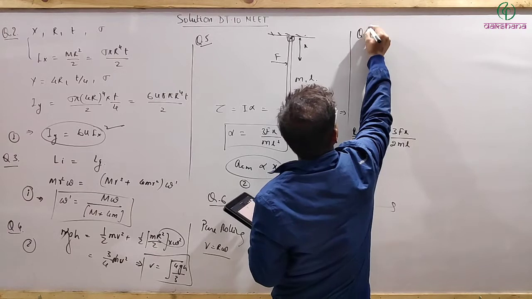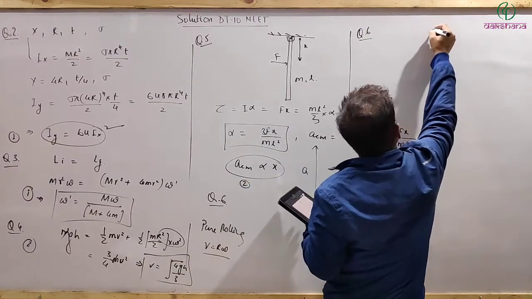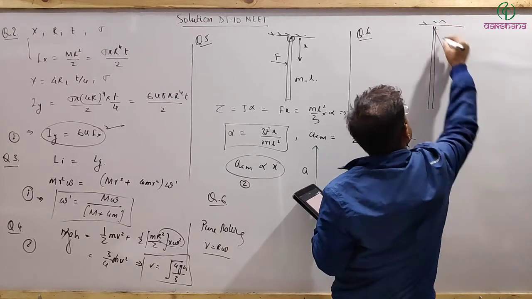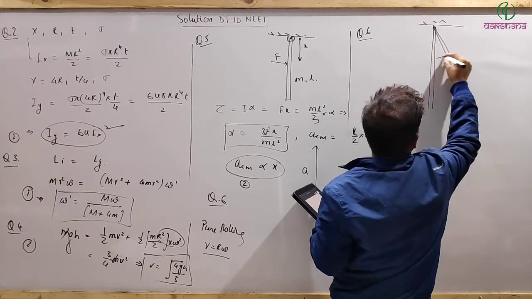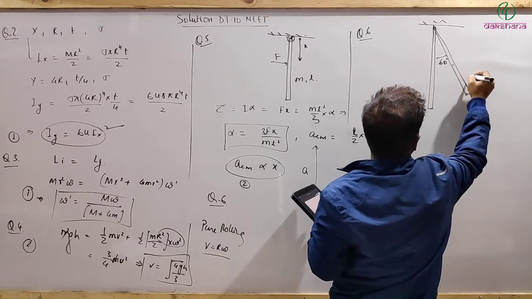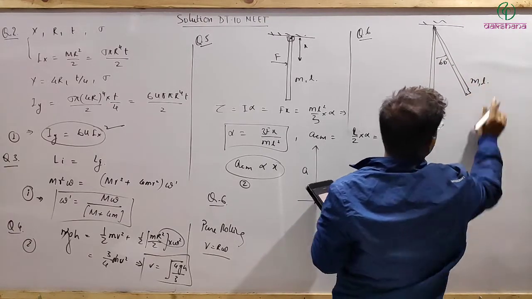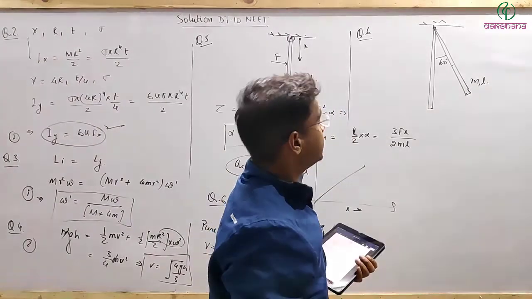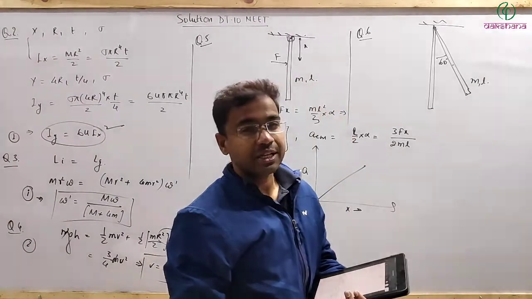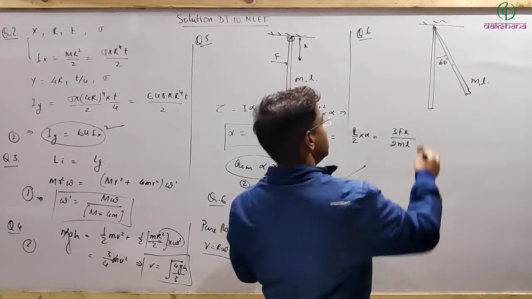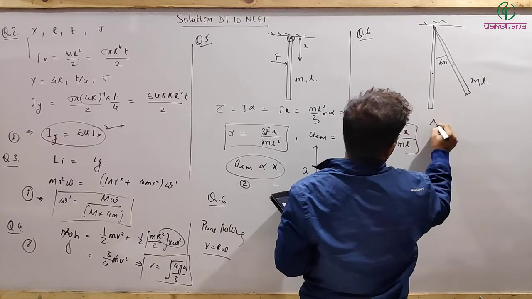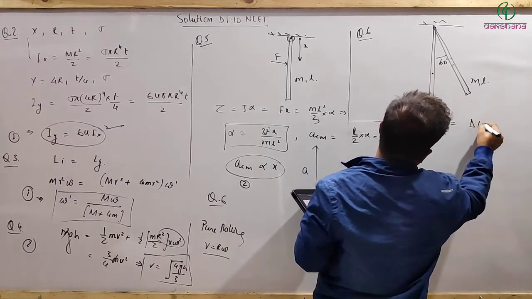Question number 6. A rod is initially like this and it's displaced by angle 60 degree from vertical. Okay, like this. So mass m and length l. Then the increase in its angular speed will be basically again the conservation of energy principle. So the potential energy change, I can write here delta U is equal to delta KE.